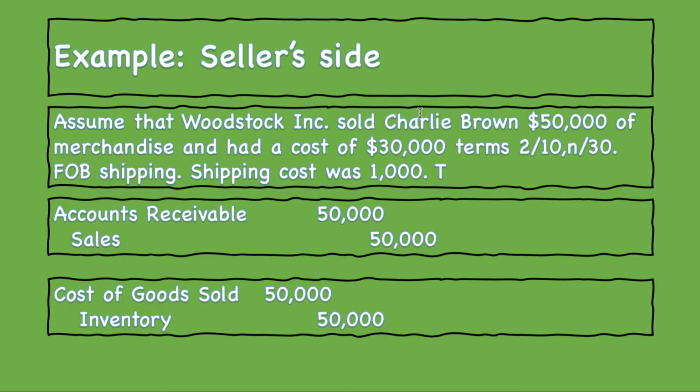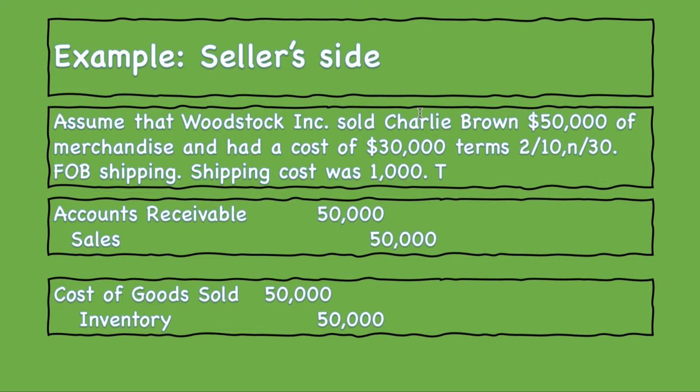So let's assume that Woodstock Incorporated sold Charlie Brown $50,000 worth of merchandise. That merchandise had a cost to us as Woodstock of $30,000. The terms of the sale are 2/10 net 30, FOB shipping point. They tell us that the shipping cost was $1,000. Now, first thing we need to recognize, we are the seller. FOB shipping point, who pays the shipping cost? The buyer. So we have no journal entry for that shipping portion, okay?